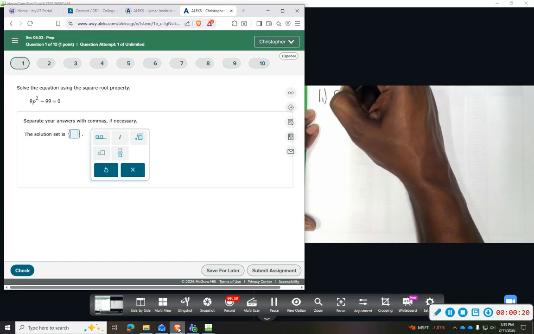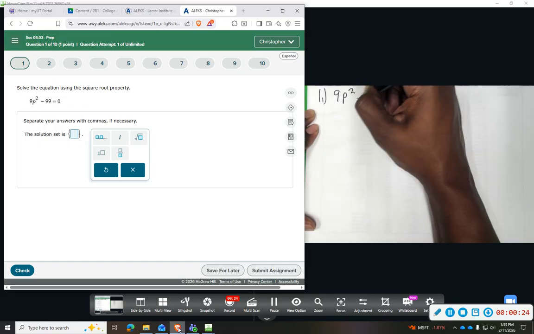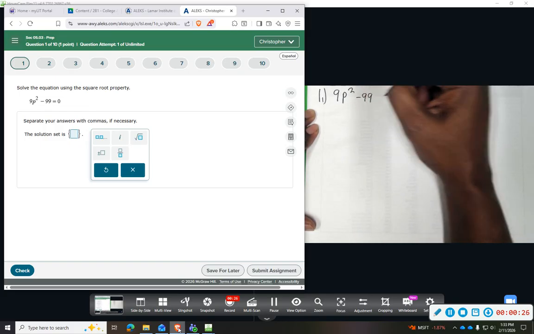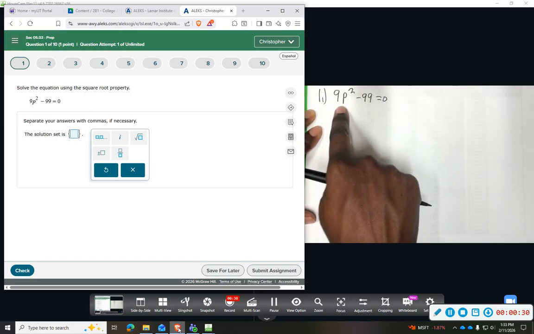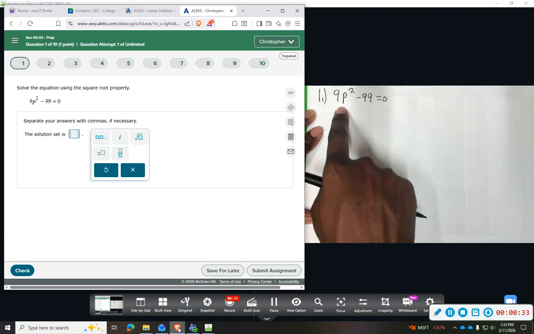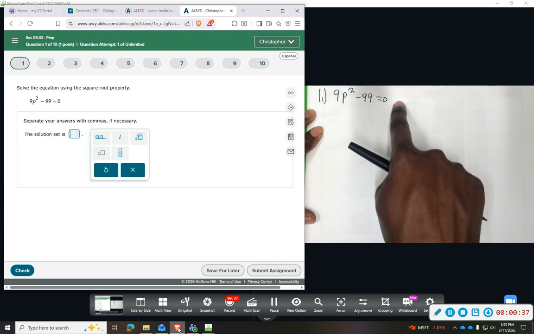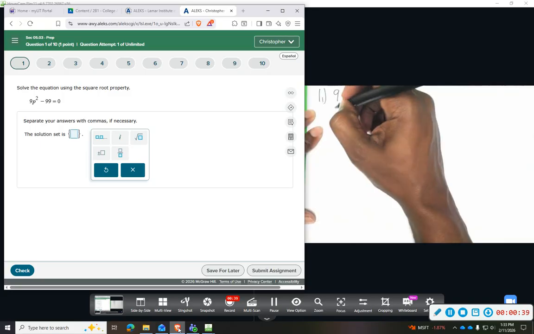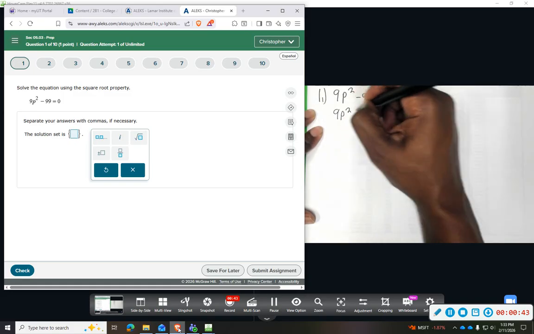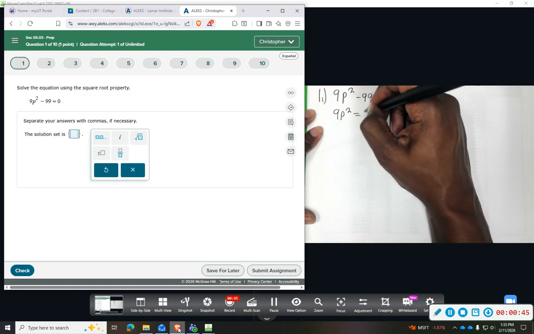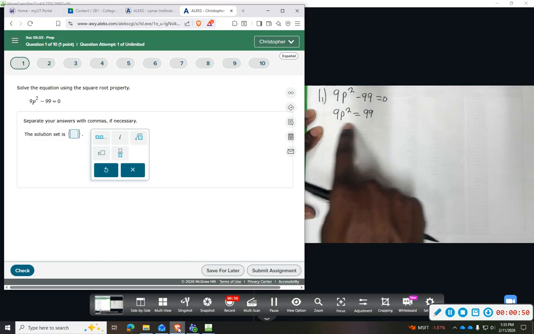We have 9p squared minus 99 equals 0. So we're trying to solve for p. That's usually the case when you have an expression, trying to solve for the variable. To do that, we're going to get rid of everything. We're going to move the 99 over by adding 99. And so that will give us 9p squared equals a positive 99. So you add that and it changes sign when it goes across.